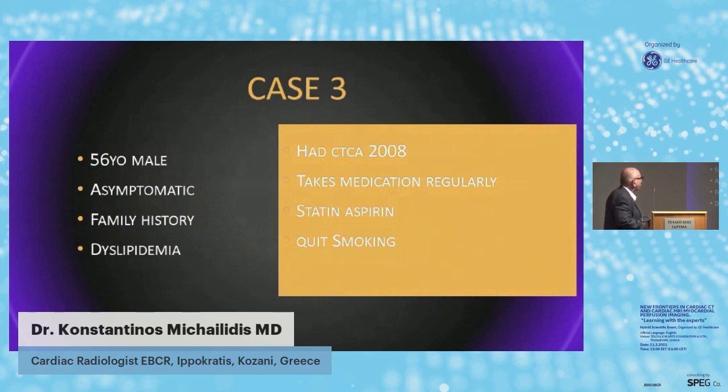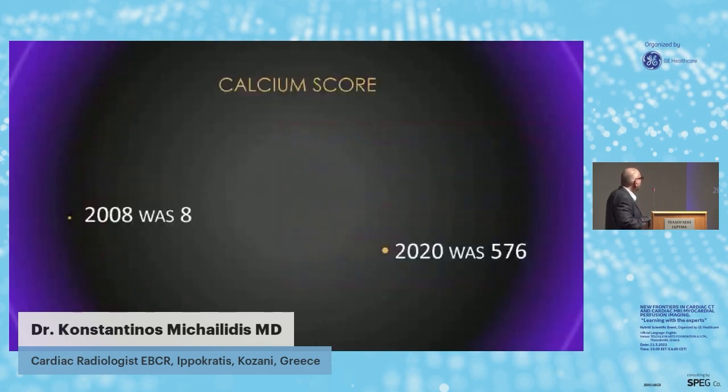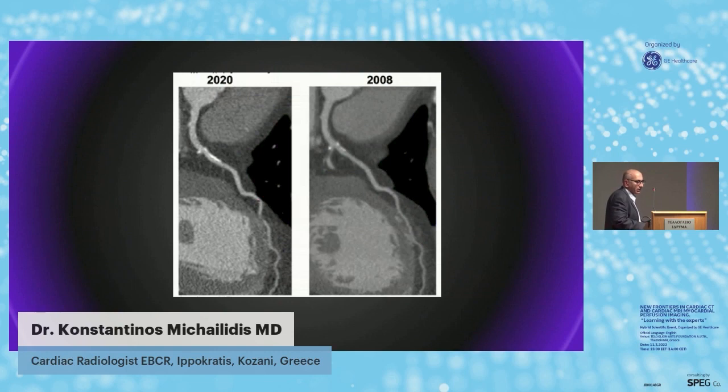And of course, he also receives statin and aspirin, and he quit smoking. His calcium score in 2008 was 8. In 2020 it was 300 times more, or 200, I don't know how many times more, 576. So according to calcium score, supposedly, his risk stratification is dismal. But we know that this person has been 12 years on statins. Statins cause plaque stability and plaque calcification, and this is a good thing to see. It's not an adverse feature.